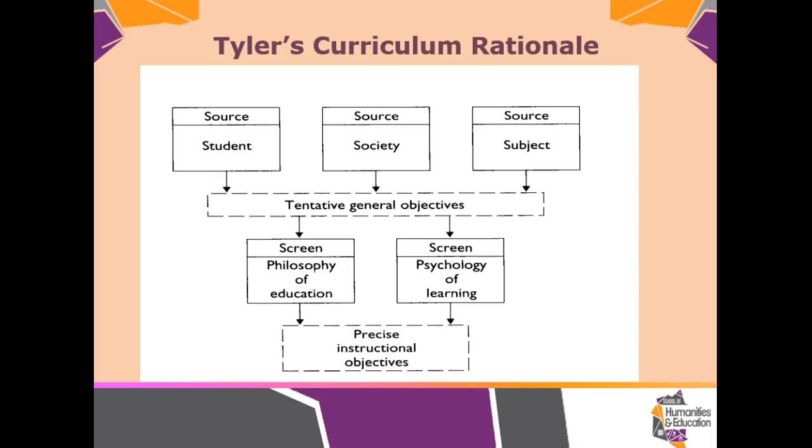When you look at Tyler's curriculum, we see three sources: students, society, and subject. They are all leading towards the tentative general objectives, so they all lead to general objectives. The general objectives lead to the philosophy of education and the psychology of learning. Those two impact the precise instructional objectives of the curriculum. So in a nutshell here, we see the rationale behind the curriculum development by Tyler.